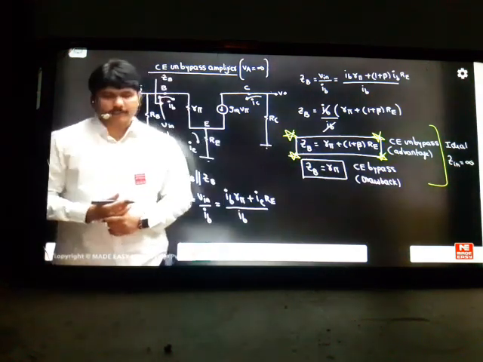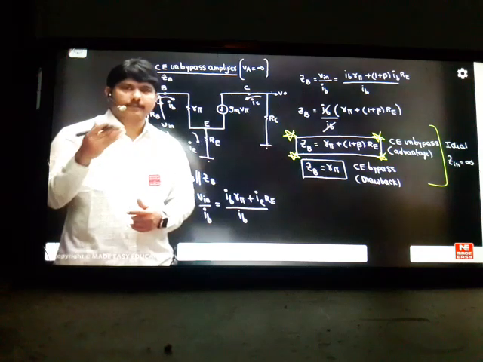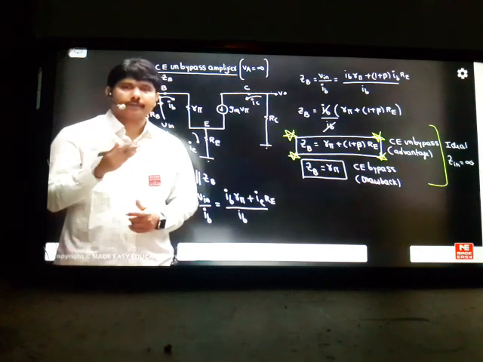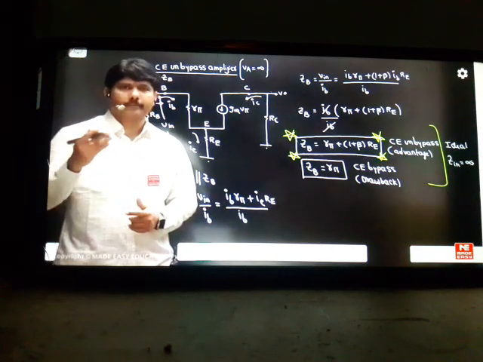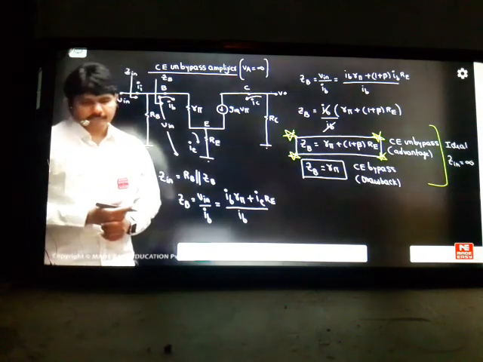Okay, R pi plus, never write R pi plus RE, because R pi is a resistance for base current and RE is a resistance for emitter current. If you want to increase that resistance for base current, it should be multiplied by 1 plus beta times. Have that knowledge. Straightforward you can write.